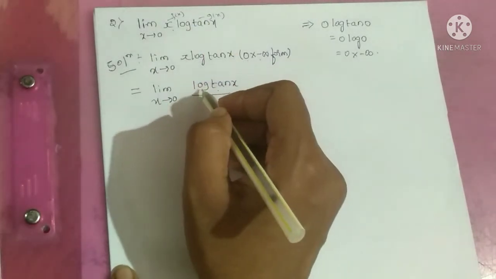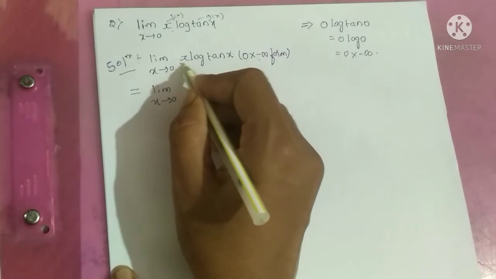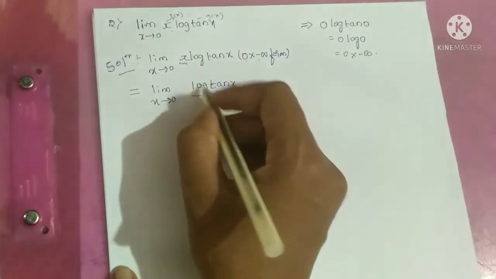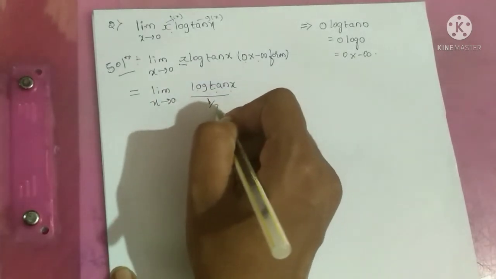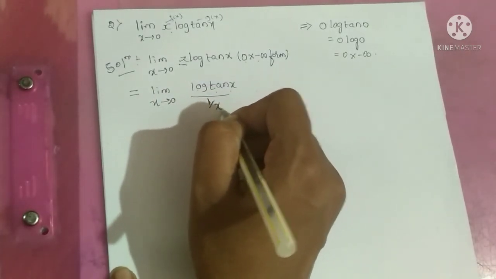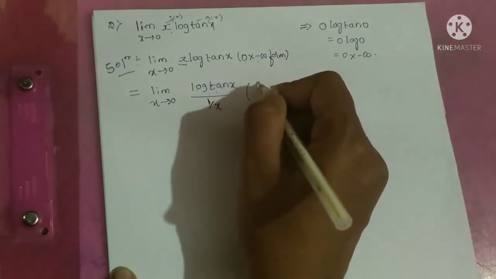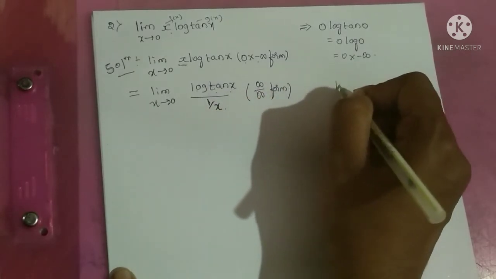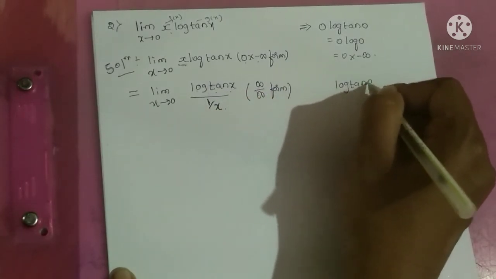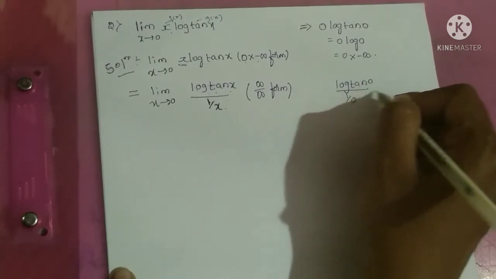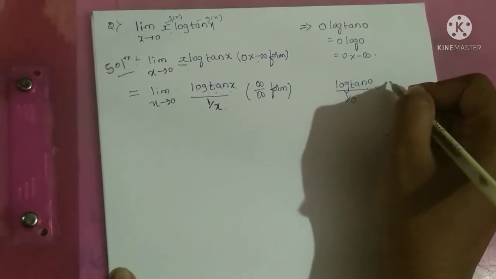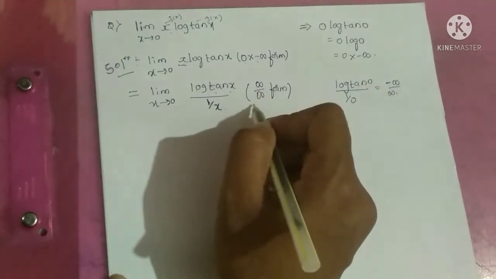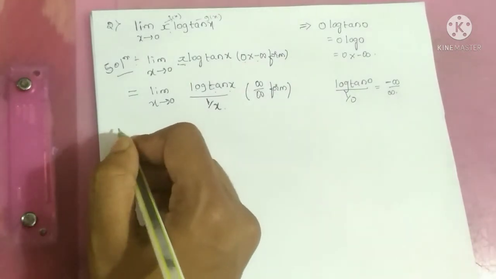So here g of x, that is log tan x, is kept as it is, and f of x, that is x, is brought into the denominator. When x is brought in the denominator, x becomes 1 divided by x. So now this is in the form of infinity by infinity. How? Just apply the limit: log tan 0 divided by 1 by 0. So log tan 0 is minus infinity, and 1 by 0 is infinity. So you have this in the form of infinity by infinity.